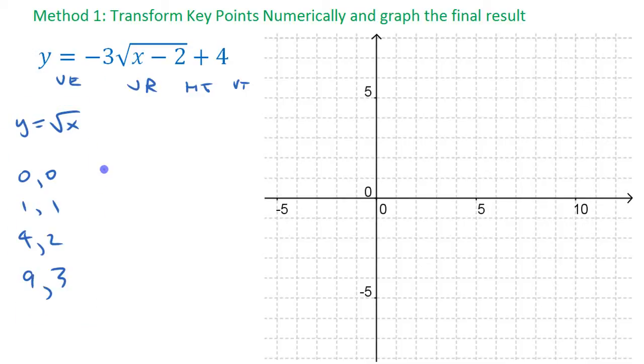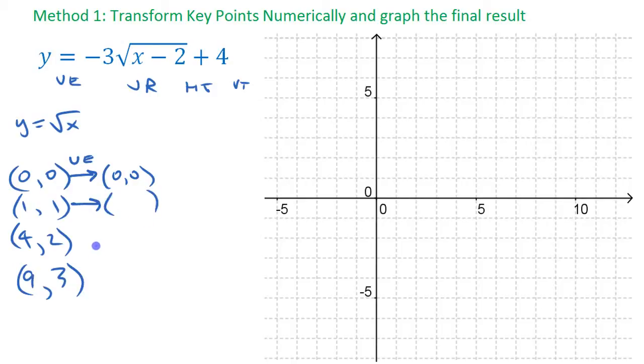So let's work with one point at a time here. Let's start with that one, because that one's fairly easy. If we do a vertical expansion on that by 3, this is going to stay where it is, 0, 0. This one is going to, let's put brackets around everything here, see what we're doing.